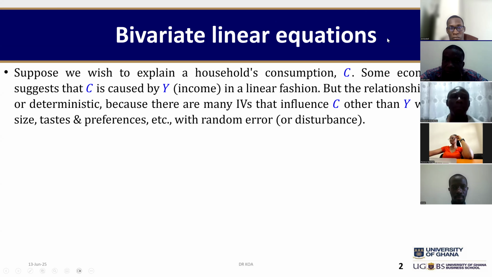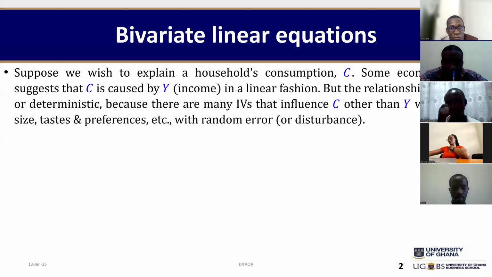Now you have the consumption represented by C here. And then there's an economic theory that says that consumption is influenced by income. Now, that is assuming that the good is what type of good? Normal good. Good. Now, if it is an inferior good, it means that there is an inverse relationship between consumption and income. Very good.